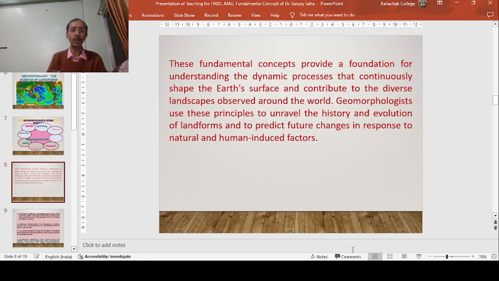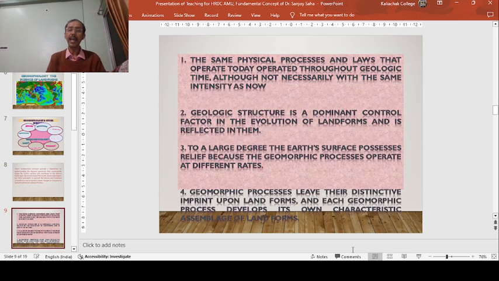So my basic topic is fundamental concepts in geomorphology. Fundamental concepts are the basic concepts in geomorphology. Without knowing these concepts, we cannot explain the geomorphic events properly or scientifically. Actually, the fundamental concepts in geomorphology were assembled by the great geomorphologist Thornbury in his book An Outline of Geomorphology.